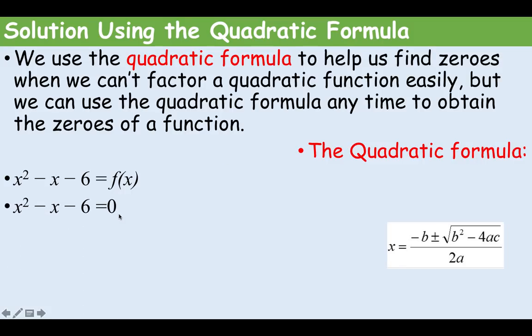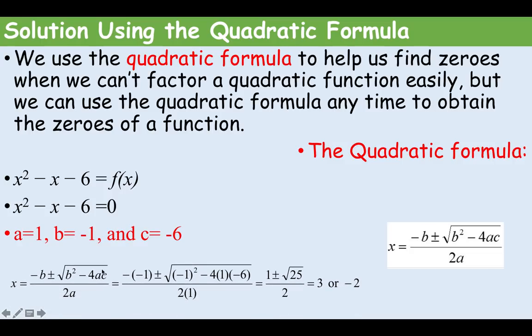Again, my first step, I usually like to set my equation equal to 0, because when y is 0, that is when you get your x-intercepts. So that is where that's coming from. So I know my a value is 1, my b value here is negative 1, my c value is negative 6: a, b, and c. So basically I plug into my formula, do the math here, and you get 1 plus or minus the square root of 25 all over 2.